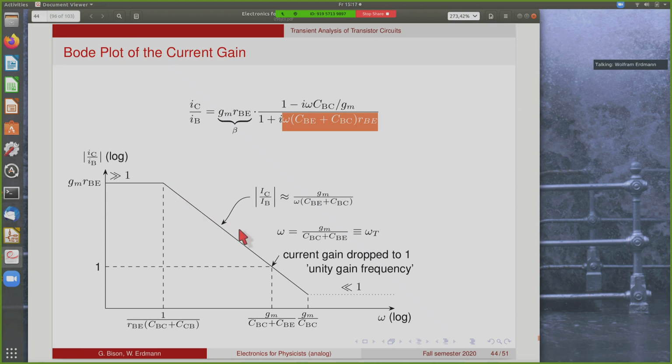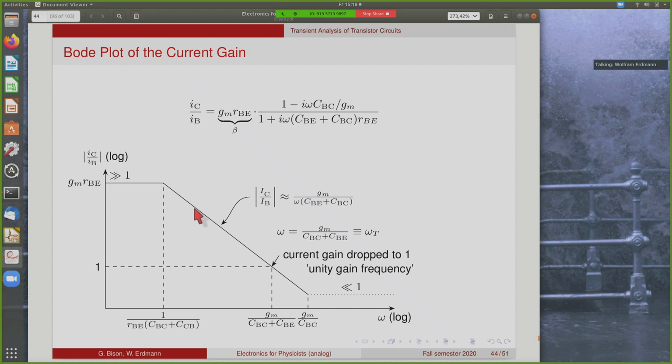From there on we will see a decrease of the gain, which is linear in frequency. So it's 1 over frequency times Gm over omega times the sum of the two capacitances. And the point where this happens is, of course, when this is equal to 1, and this is called the cutoff frequency or the knee frequency, where omega is equal to 1 over RBE times CBC or CBE.